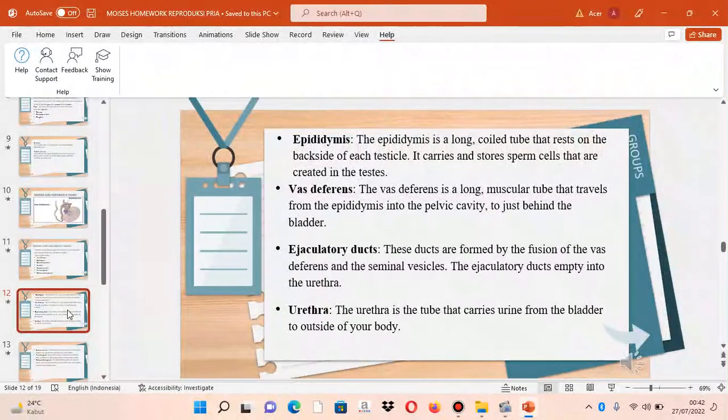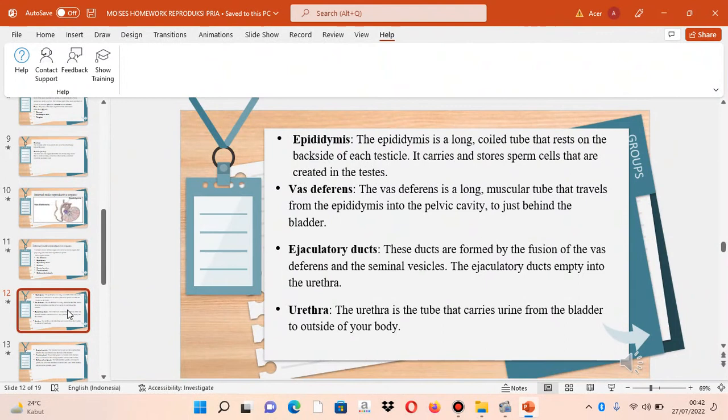Okay, the next is the vas deferens. The vas deferens is a long, muscular tube that travels from the epididymis into the pelvic cavity to just behind the bladder. Next, the ejaculatory ducts. These ducts are formed by the fusion of the vas deferens and the seminal vesicles. The ejaculatory ducts empty into the urethra.